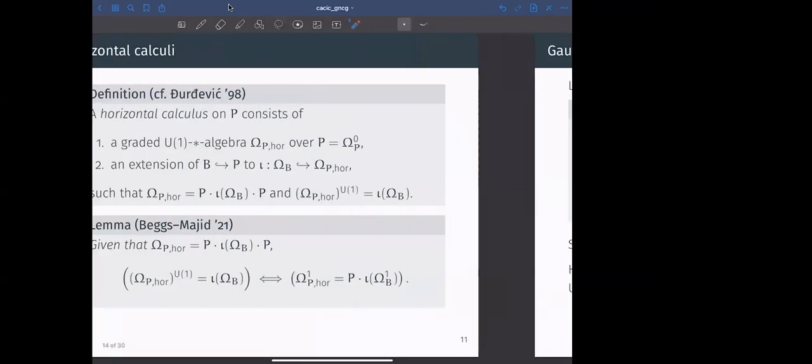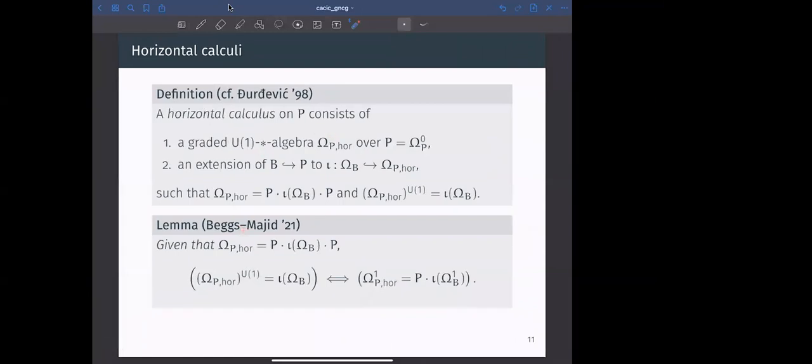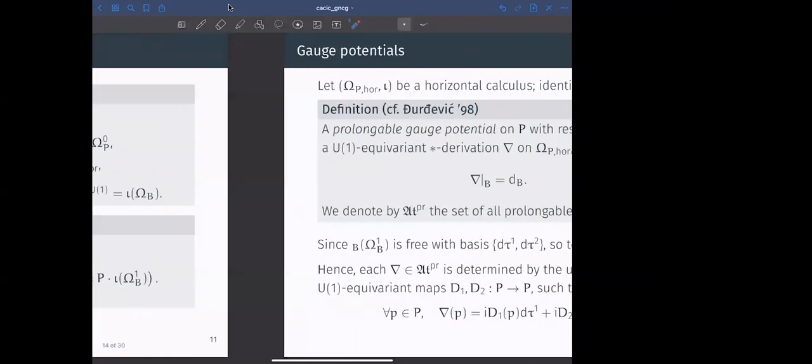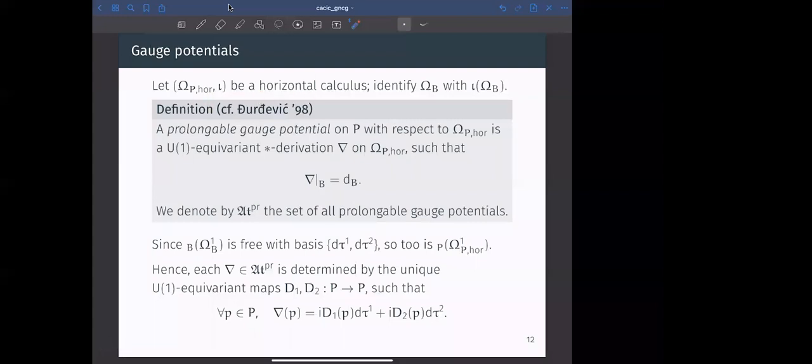So where do we go from there? So we have a notion of horizontal calculus. Now we need a suitable notion of horizontal derivative to complete this part of the picture. So suppose that we have a horizontal calculus, and let's identify the basic forms with their image in the horizontal forms. Then one can define a prolongable gauge potential with respect to this choice of algebra of horizontal forms to be an equivariant star derivation on this U1 equivariant graded star algebra of horizontal forms that restricts to the exterior derivative on the base. So it's just an equivariant lift of the derivative on the base to an exterior derivative on the entire algebra of horizontal forms. And because of the conditions we've imposed in a horizontal calculus, any choice of nabla is going to make Omega P horizontal with nabla into a U1 equivariant star DGA over P.